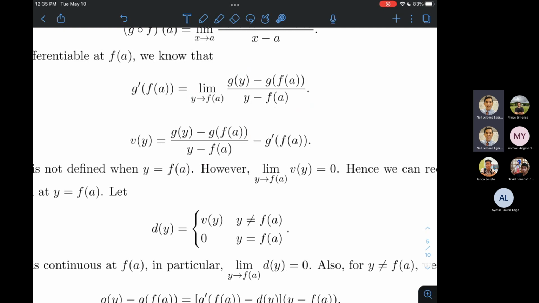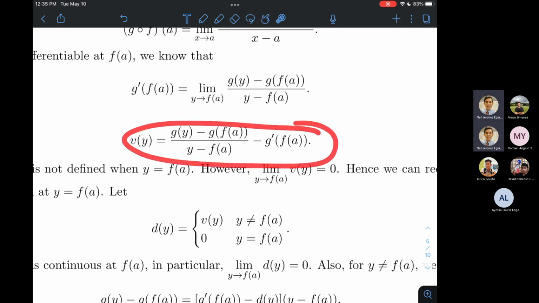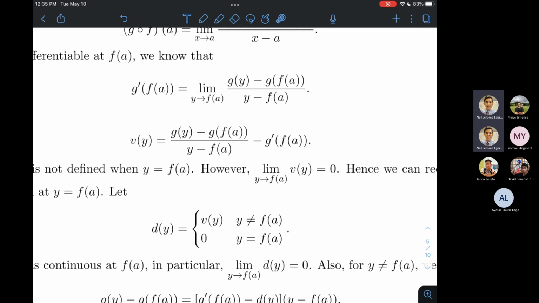Okay? There is a slight problem with little v. Why can't I use it? Because little v is undefined when y is equal to f of a. Remember, it is possible that the limit exists, but the function value does not exist. And in that case, that is true when y equals f of a. When y is equal to f of a, the denominator here is exactly 0, and division by 0 is not allowed.